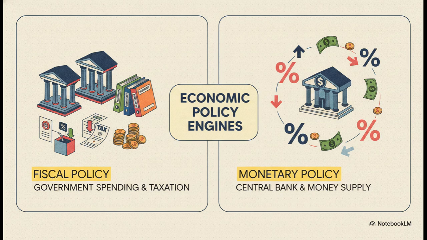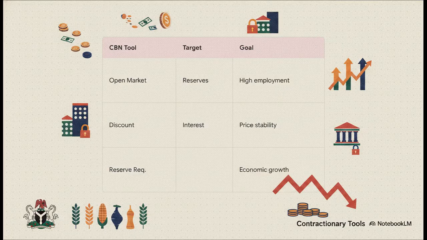They don't mess with taxes. Instead, they use interest rates and the money supply to achieve internal balance, like low inflation, and external balance, like exchange rate stability. Now, what's really interesting about this next breakdown is seeing exactly how the central bank uses specific tools to hit those big goals. You can see they use things like open market operations, discount policy, and reserve requirements. Let's look at how this plays out in the real world.